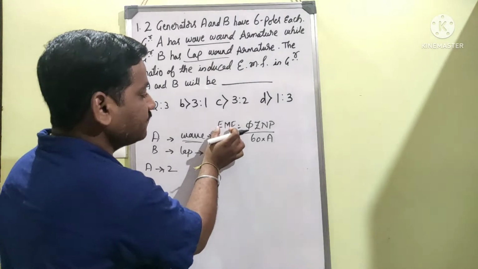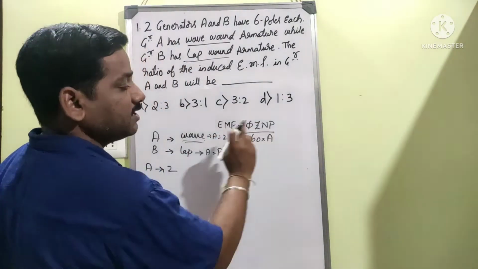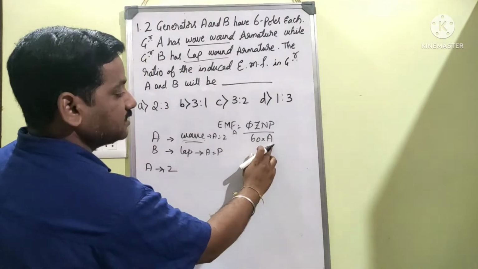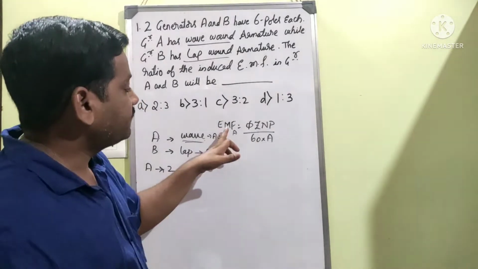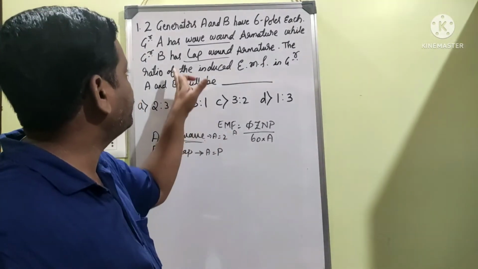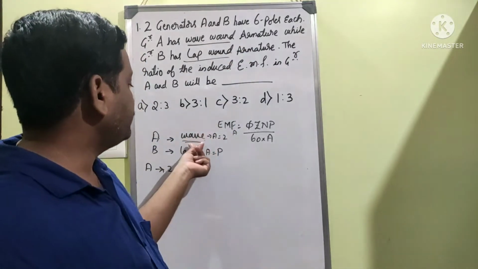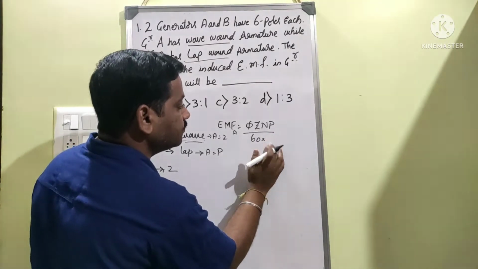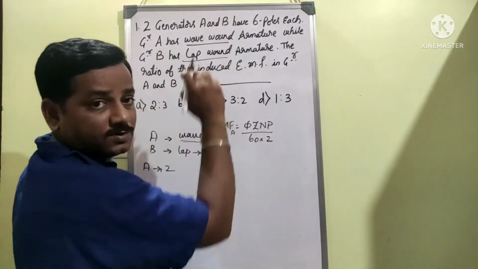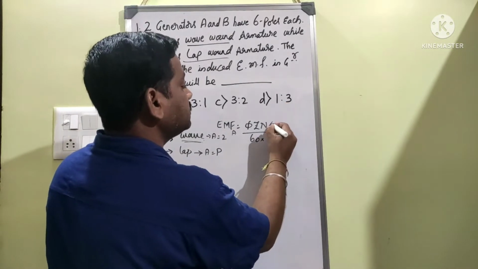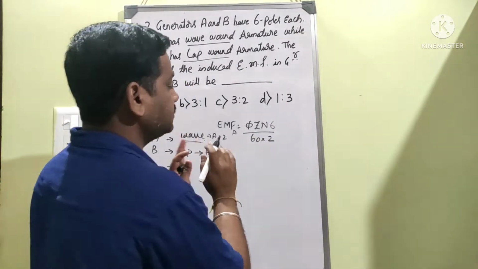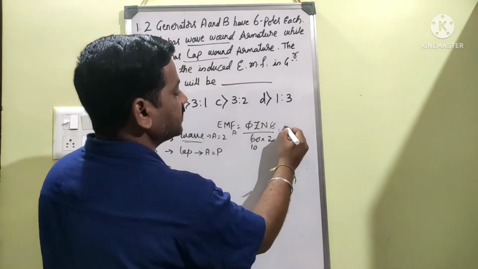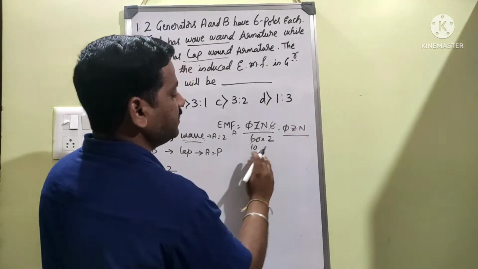So now if I write EMF with respect to generator A, I can rewrite the expression like this. Phi ZNP by 60 A, where I know that the parallel path is equal to 2, because generator A has wave winding, and in wave winding the parallel path will be equal to 2. So I will replace the parallel path with 2. And we know the number of poles in the question, so P I can write as 6. So this is EMF induced in A. You can simplify this: 6 ones are 6, 6 tens are 60. So you can write it as phi ZN by 20.